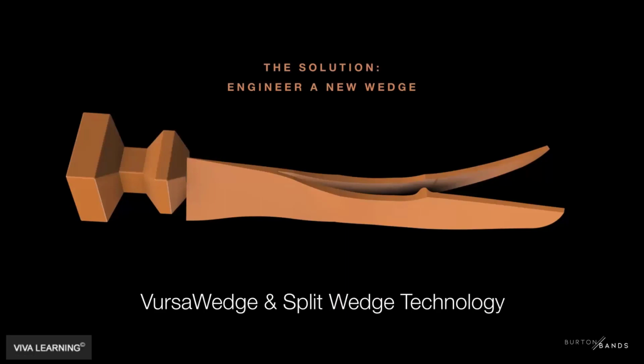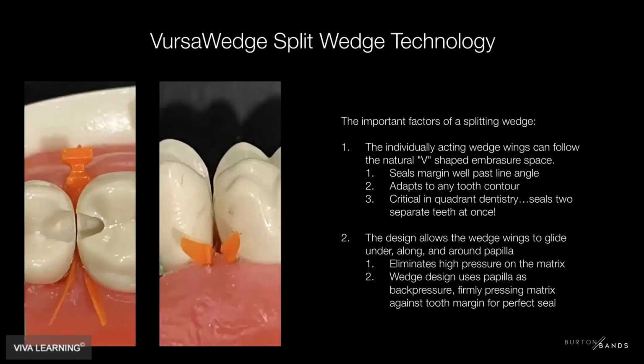So my solution was to engineer a new wedge. And this is what I've come up with. I call it the Versa wedge. I woke up with this idea about 4 a.m. a few years back, and went down to my office and started splitting wave wedges with a 12 blade. I don't recommend that because my thumb has scars to prove it, but I just started testing the concept. Like, what if it splits? It would give us room to get these wedges in there and allow it to follow two different teeth at the same time.